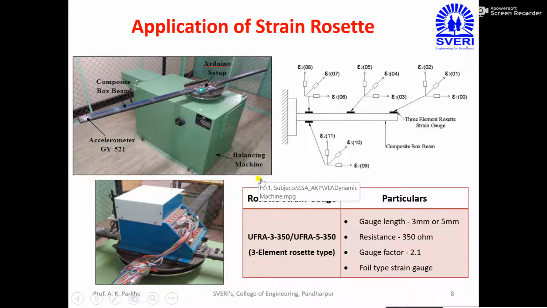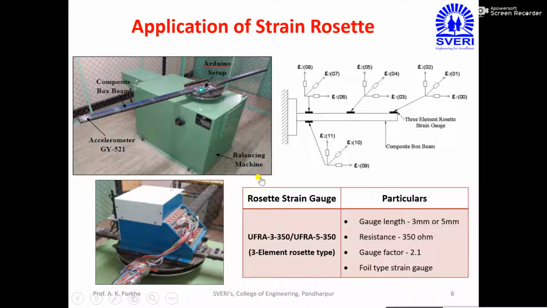Or if you take the example of the helicopter blades, if the helicopter blades start rotating, some amount of strain is also induced in a number of directions. So if I have to calculate the strain induced in that particular rotating blades, in that case what I have to do, I have to paste a number of strain gauges at a number of locations.